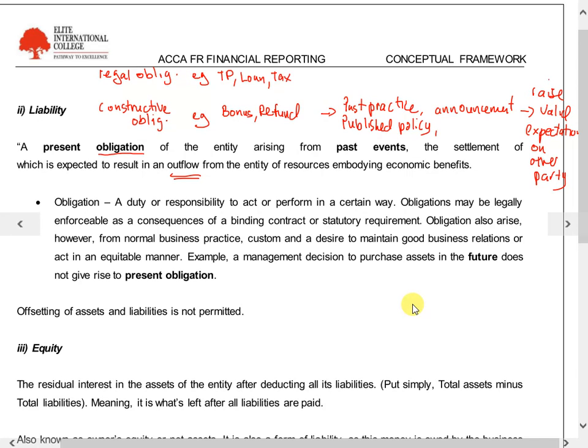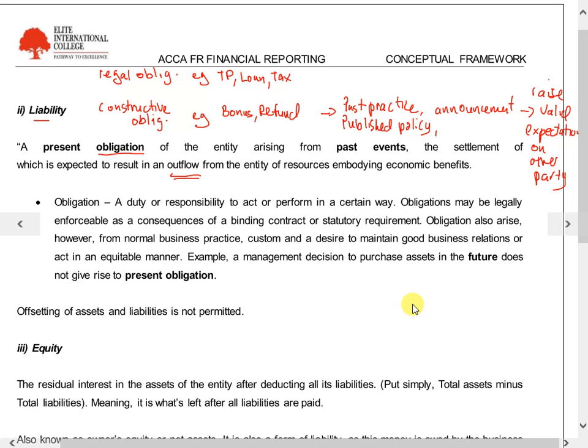Then we have a constructive obligation. Explaining here: last 5 years, the company declared a bonus to my staff of 2 months. Last 4 years, 2 months. 3 years, 2 years, 1 year, 2 months, 2 months, 2 months bonus. So if you are my staff, do you have the expectation that I will pay you 2 months or so this year? Why do you have the expectation? Because of the past practice. My past practice has raised a valid expectation on the part of the other party. So now I have an obligation, and that obligation is a constructive obligation. It's not legally binding, but it's because of my action, past practice. Therefore I must recognize a liability on this bonus.